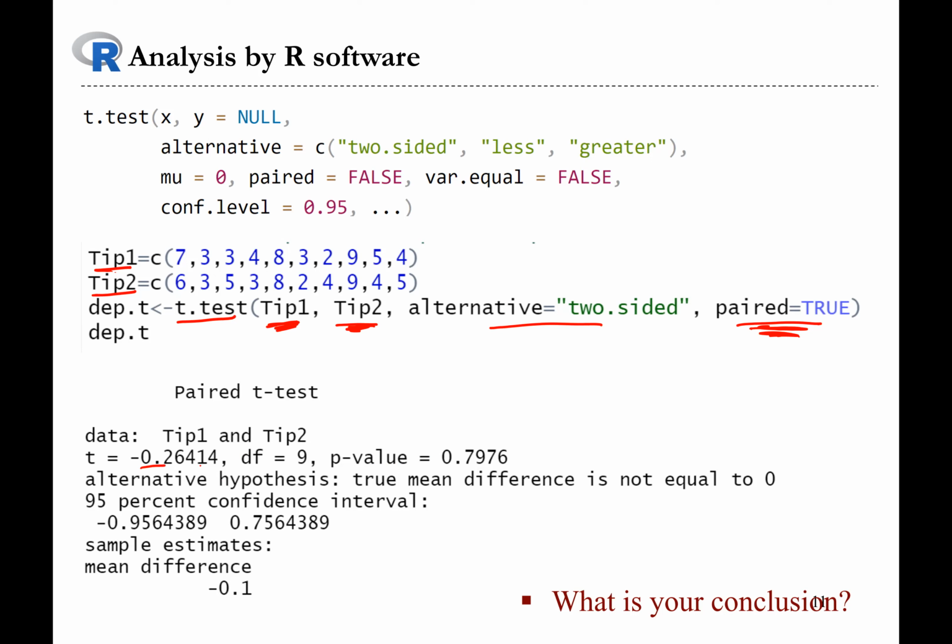So it gave me T0 as we calculated. It gave me degree of freedom, n minus 1. It gave me the p-value, almost 0.8. So using the p-value, now I can take my decision.